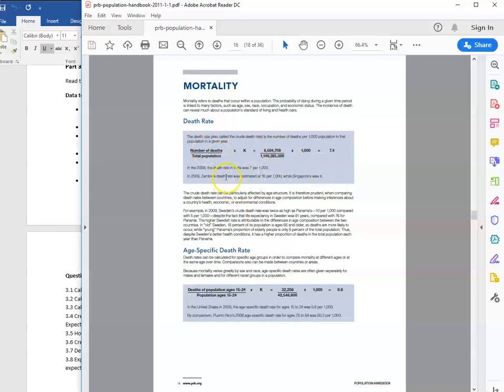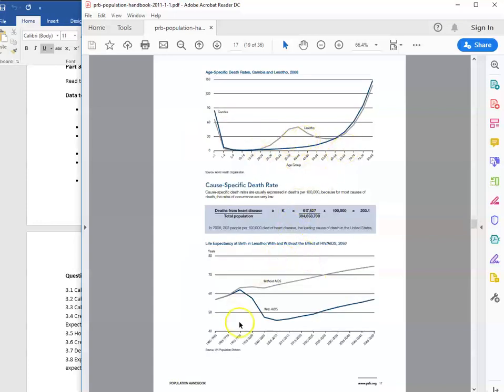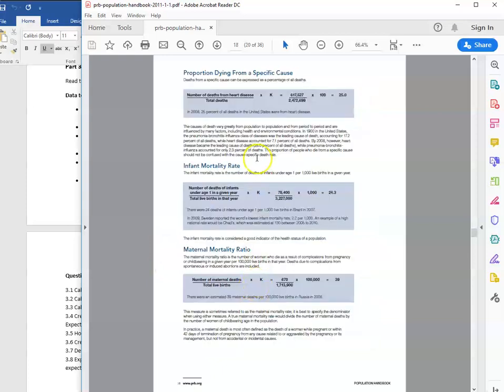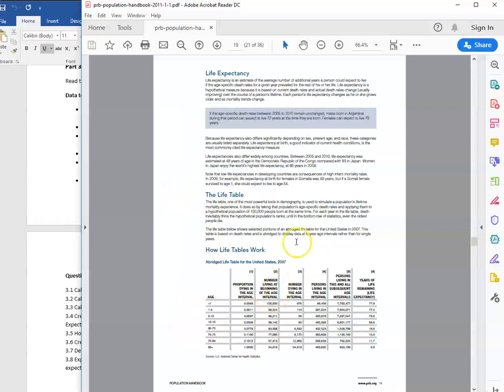Death rate, crude death rate, works just like crude birth rate, deaths over population times a constant. Age-specific death rate works just like age-specific fertility rate, deaths in an age category over population in an age category. There's some charts to let you understand what these look like when you measure them. Cause-specific is how many deaths from a specific disease. We're not doing that, but infant mortality rate is a little different because it's not the population age 0 to 1, it's how many live births took place that year. Maternal mortality ratio. We're not getting into life expectancy and life tables in this assignment, but we will talk about them in class.